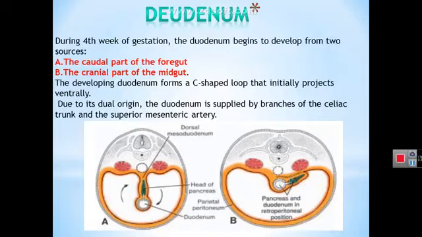As the stomach rotates, the duodenum takes on the form of a C-shaped loop and rotates to the right. The duodenum is located against the dorsal abdominal wall in a retroperitoneal position.